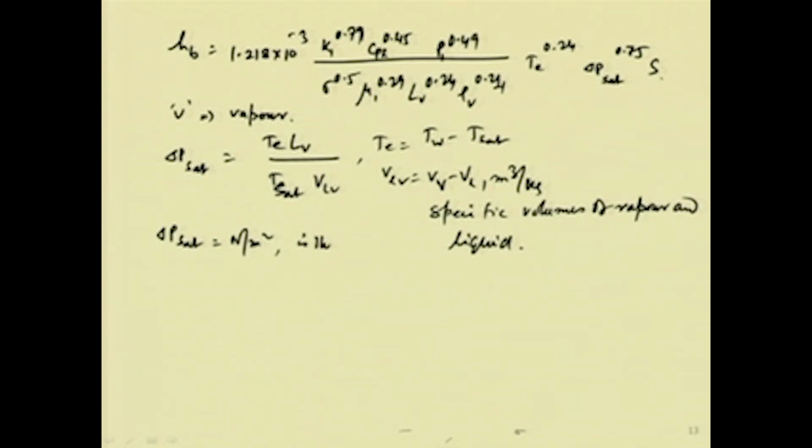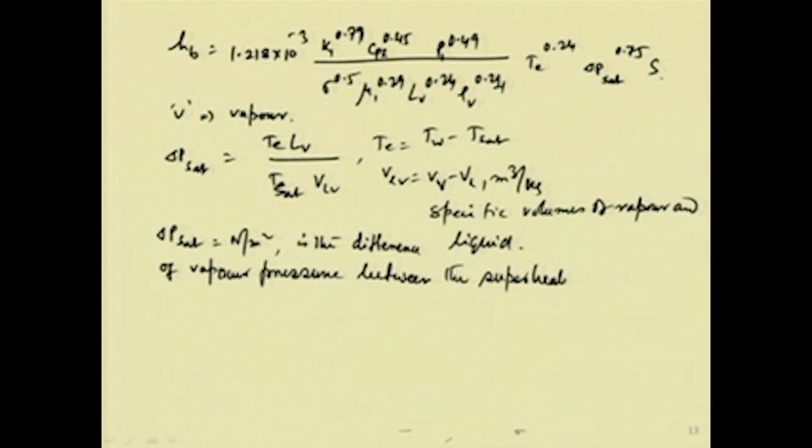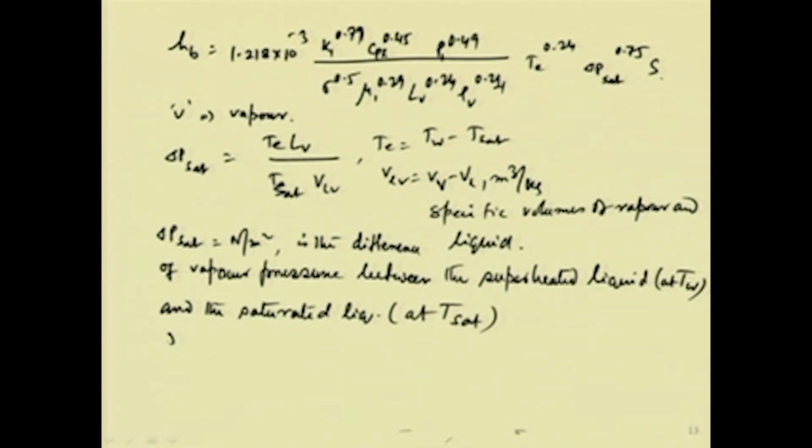It is the difference of vapor pressure between the superheated liquid at T_W and the saturated liquid at T_sat, and sigma is the surface tension, and it is Newton per meter.